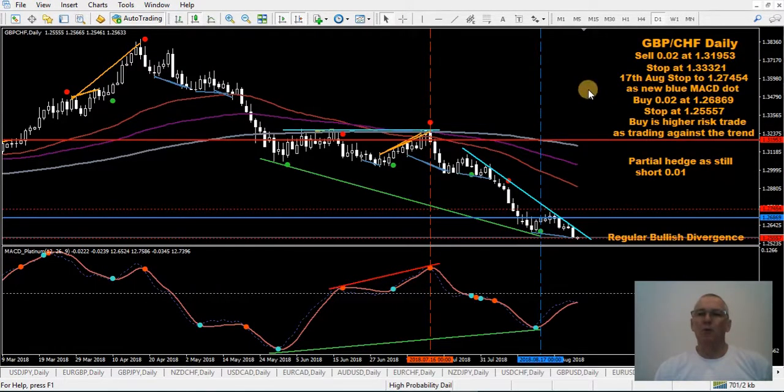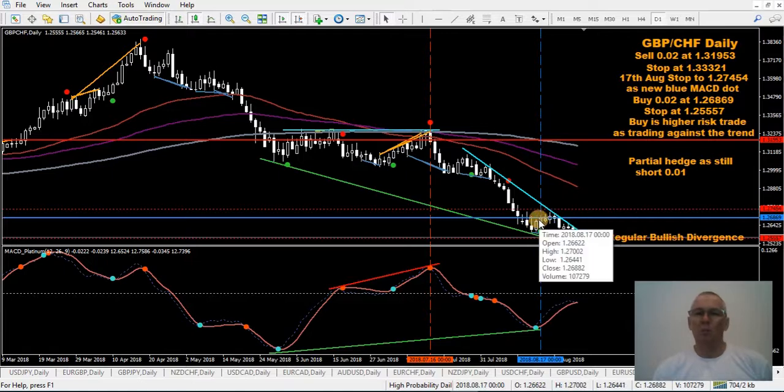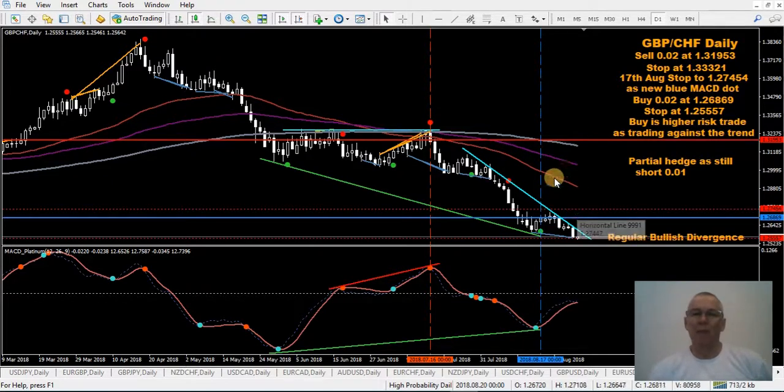Pound Swiss franc is in a sell. I'm in a sell still back here. That's a stop and a sell. I took a buy in the last week or so, and it was in this level here. That buy was stopped out this morning, so I took a loss on the buy. Now if I close that sell now, that sell would cover the loss on the buy, no worries at all. So it's not a big deal.